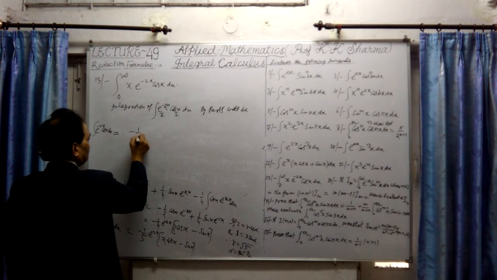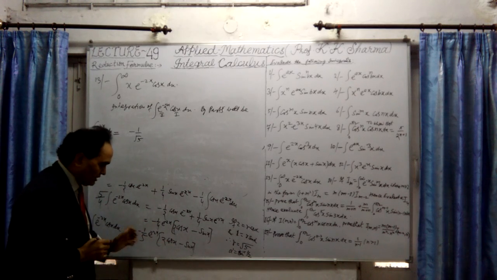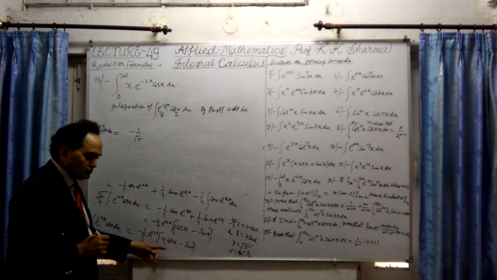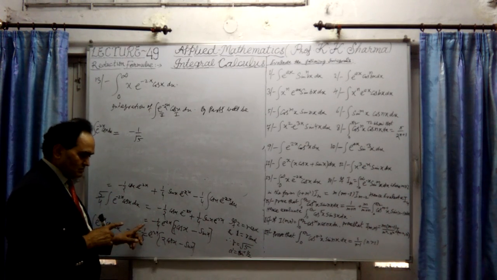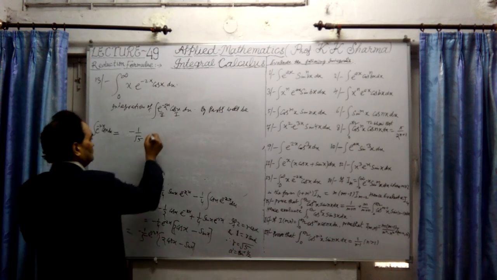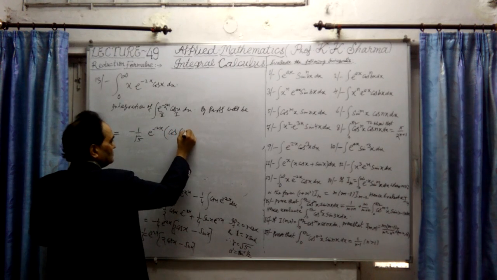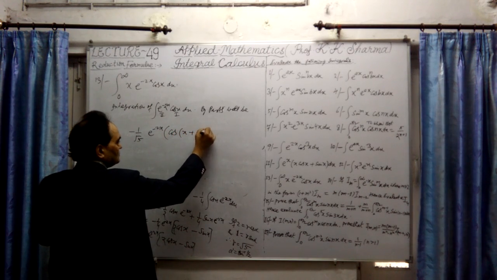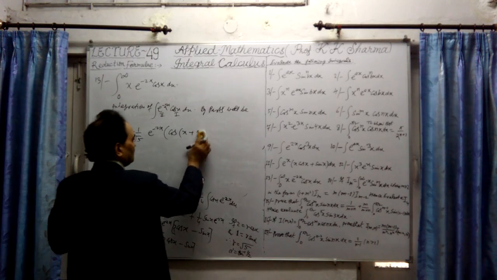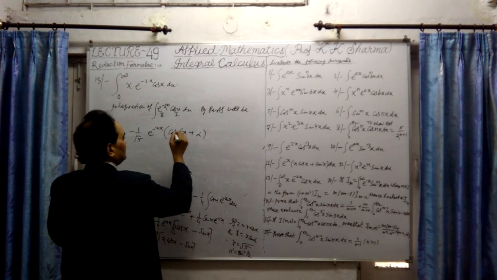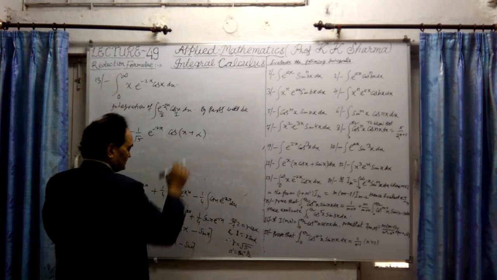It will be minus 1 by 5. Why? Because r I will take common out of these two. R is root 5 only. Root 5 upon 5 will be 1 by root 5, and e raised to minus 2x. In the bracket it will be cos of x plus alpha. No, I'm sorry, it is alpha only. It is alpha. Cos x plus alpha, cos x plus alpha.